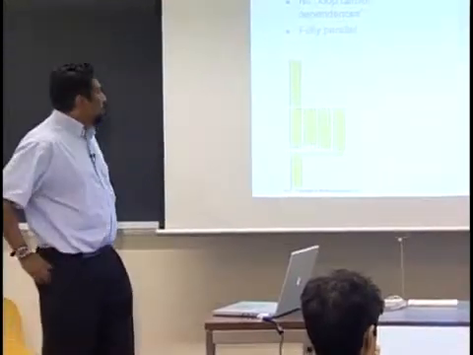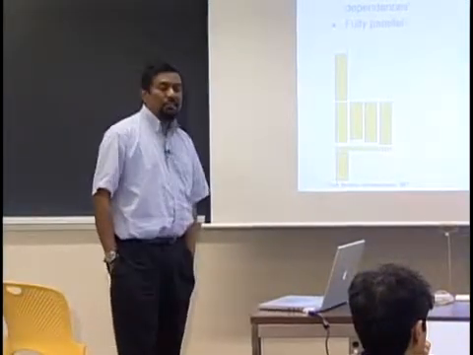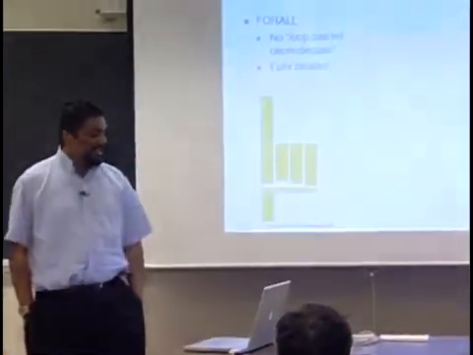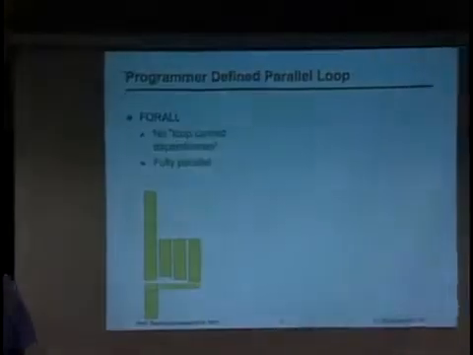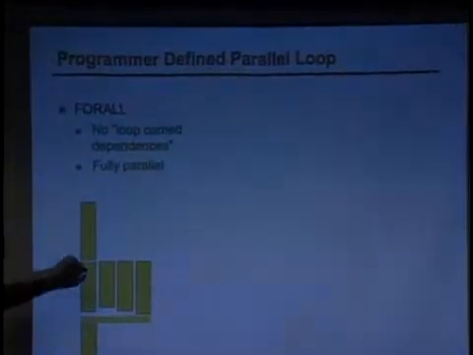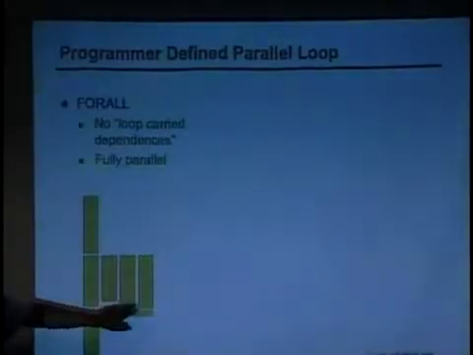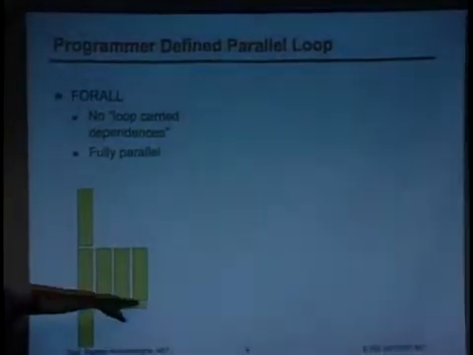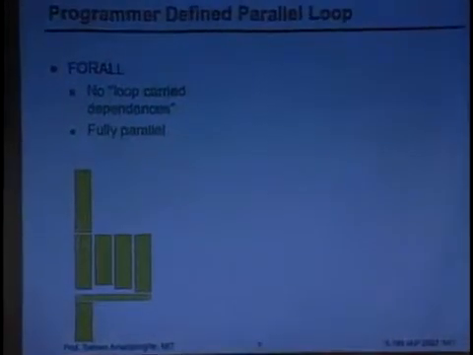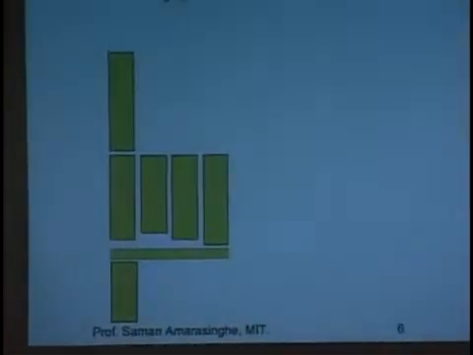So, there are two types of parallel loops. One is a for all loop. That means there are no loop carried dependencies. That means you can take the sequential code and run everything in parallel, and at the end you have a barrier, and when everybody finishes you continue on with the sequential code. And that is how you do a for all loop.